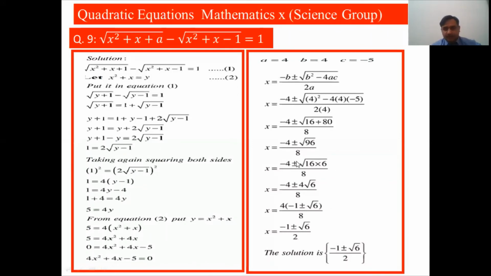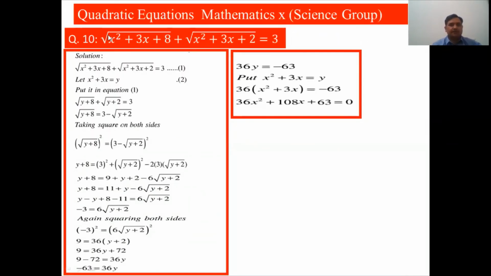So after simplification, here we can take 4 as common. So this 4 cancels out with this 8, 4 2s are 8. So we have minus 1 plus minus square root of 6 divided by 2. So the solution set is minus 1 plus minus square root of 6 divided by 2.